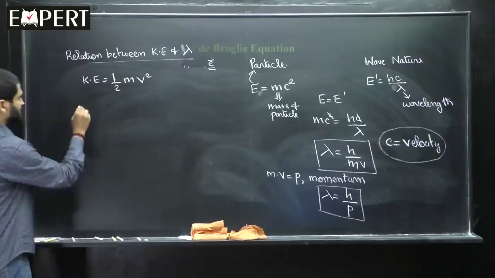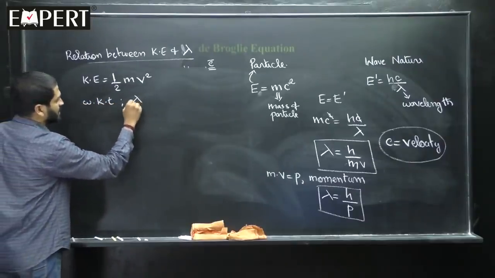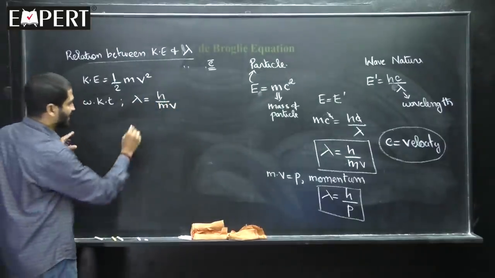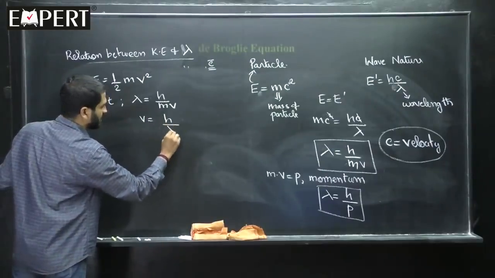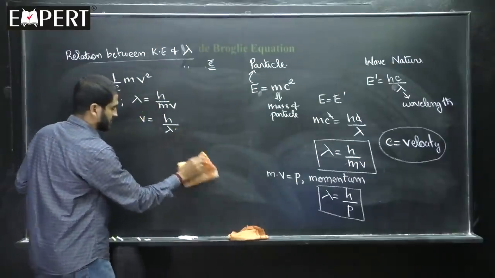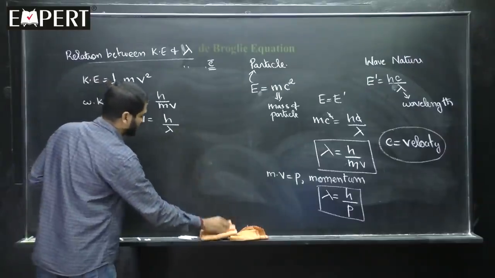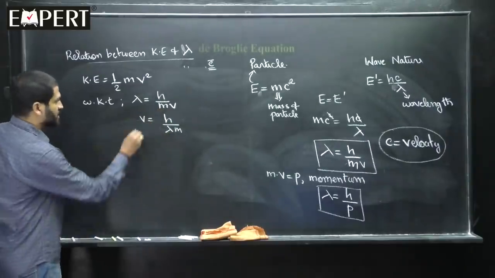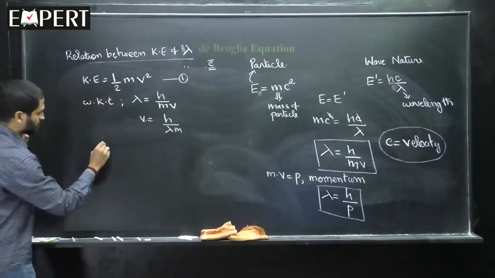Now we know that lambda equals h by mv, correct. Or I can write v equals h by lambda into m. V will go here, lambda will come here, correct. Now you substitute this v in equation 1. So what will you get?